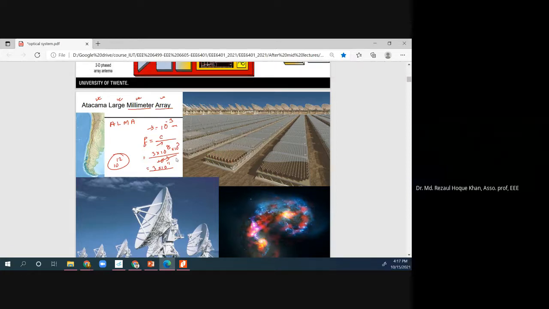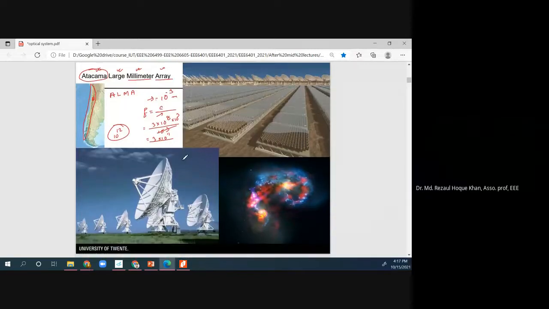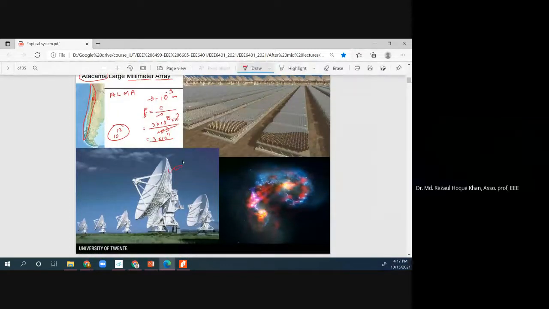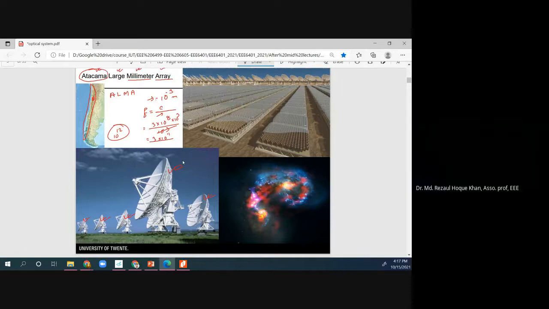What is Atacama? The name comes from the desert. This is in Chile. This is the country called Chile. There is a location, probably somewhere here. There is a desert, and there they install these large dish antennas. You see these big dish antennas. They're very, very large, and these dish antennas are synchronized.